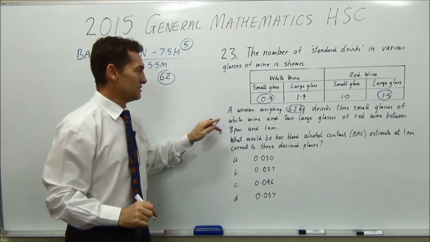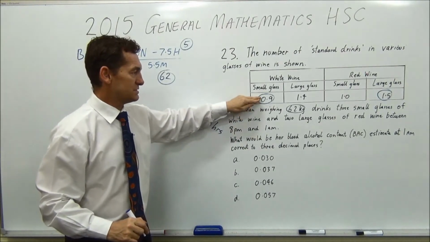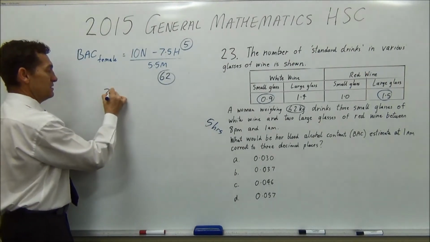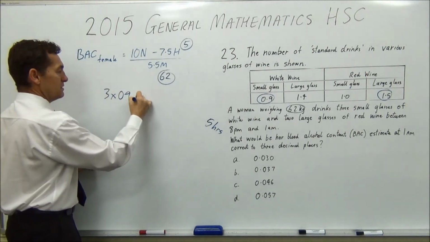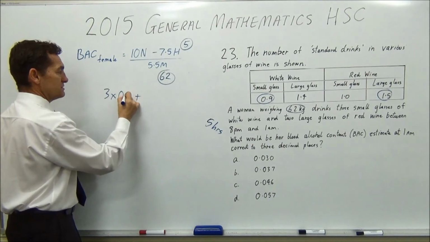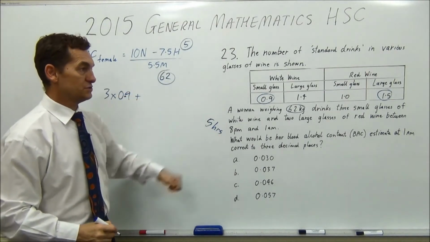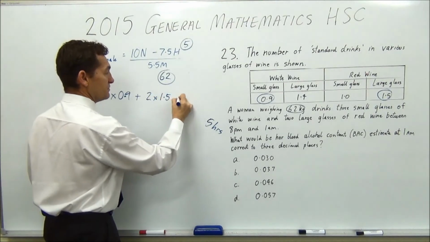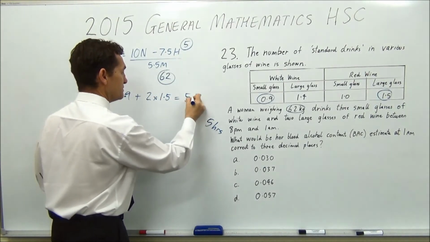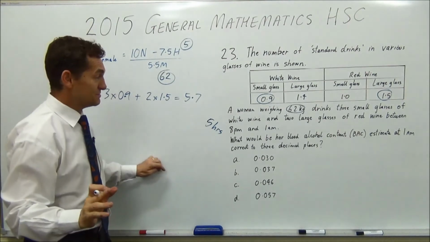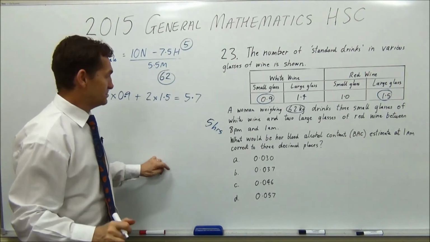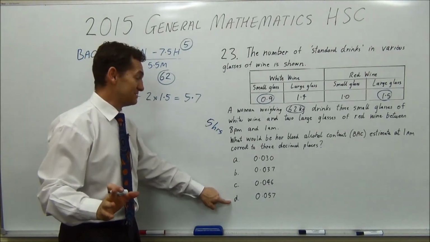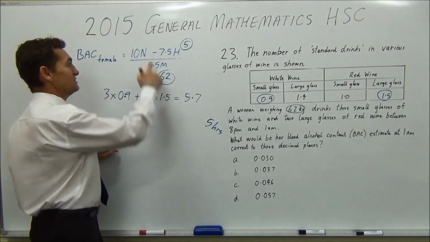So the N, do a little bit of work, you've got small glasses. Now she drinks 3 small glasses. So we're going to go 3 times 0.9 plus, make sure that point you can see it, plus 2 large. So 1.5, so 2 times 1.5, and it equals 5.7. Now this question is a little bit of a giveaway. If you're in a rush, you'd actually do that and answer that and you'd actually be correct, but only by accident in this case. So the 5.7 should go there.